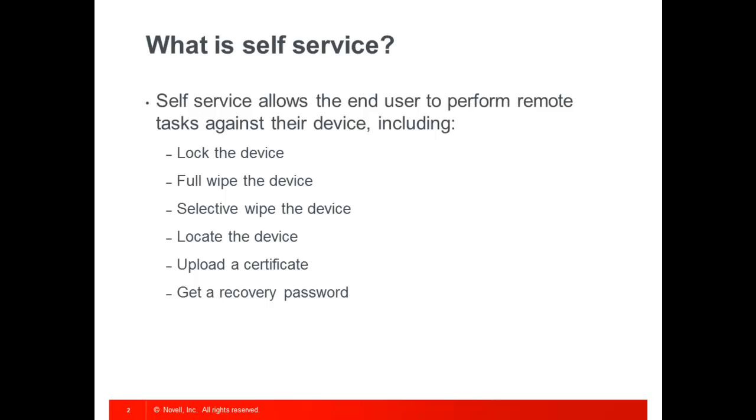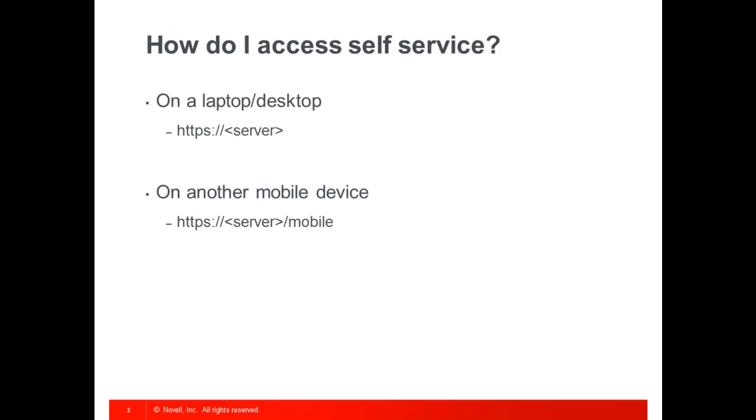This allows users to do things such as lock the device, perform a full wipe of the device, selectively wipe a device, locate the device, upload user certificates, or on certain platforms, get a recovery password. To access self-service, if you're on a PC, simply visit https:// and your ZMM server's name or address. If you're on another mobile device, simply add /mobile to that.